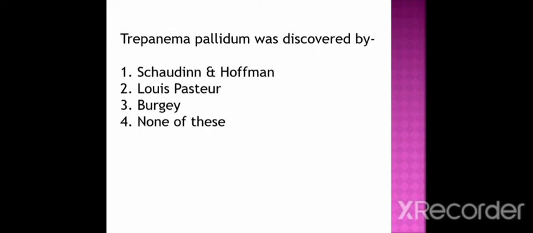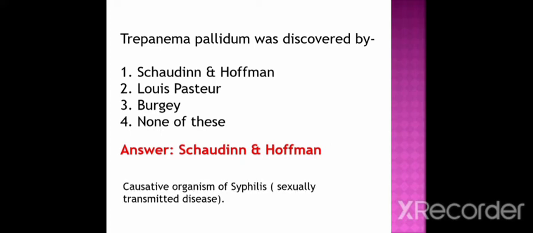The next question is, Treponema pallidum was discovered by option 1 Schaudinn and Hoffmann, option 2 Louis Pasteur, option 3 Berge, and option 4 none of these. And the correct option is Schaudinn and Hoffmann. Basically, Treponema pallidum is a bacterium. It's one kind of spirochete. It is the causative organism of syphilis. Syphilis is one kind of sexually transmitted disease.